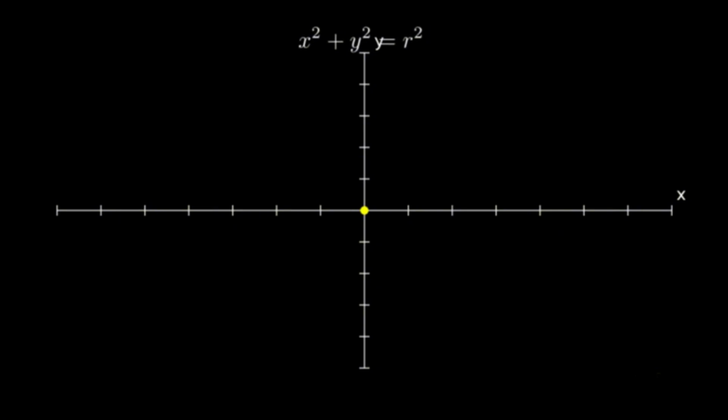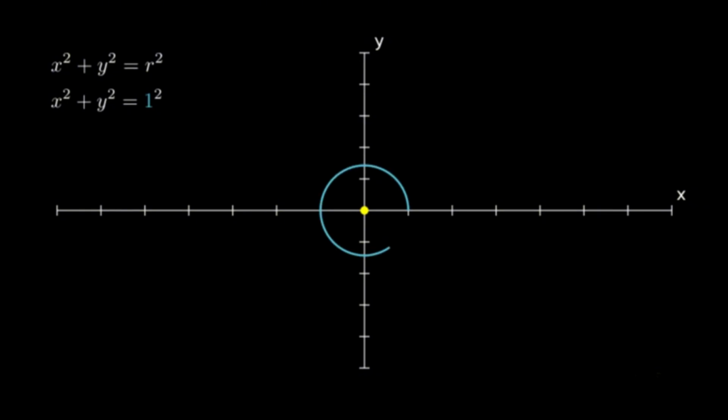I'll move our simplified equation to the corner so we can refer to it as we explore how different radius values affect our circle. Remember, in the equation x squared plus y squared equals r squared, only the radius r will change while the center remains fixed at the origin. Let's begin with a radius of 1. This gives us the equation x squared plus y squared equals 1 squared, which simplifies to x squared plus y squared equals 1. Here's our circle with radius 1 centered at the origin.